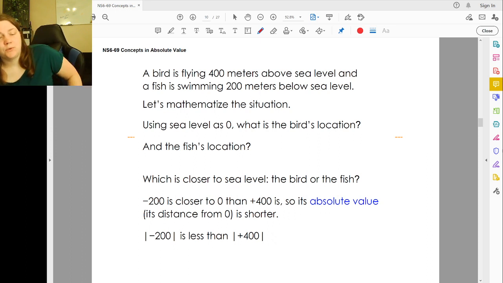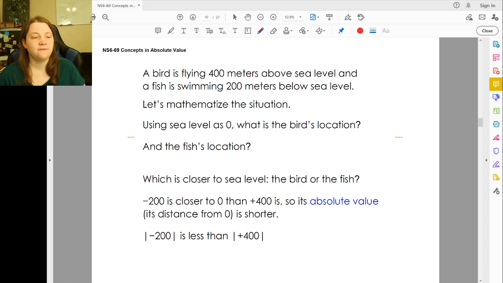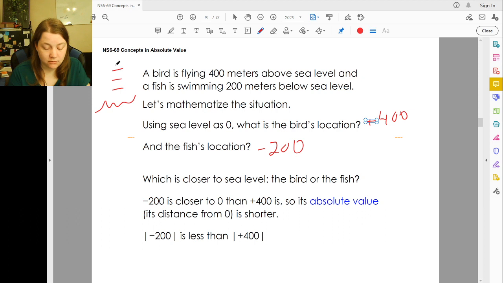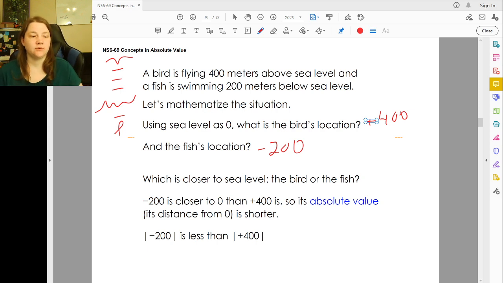Let's say a bird is flying 400 meters above sea level, and a fish is swimming 200 meters below sea level. Using sea level as 0, the bird's location is +400. The fish's location is -200. Now, if we want to know who's closer to sea level, the bird or the fish, if we draw this out, the bird is 400 feet above sea level. The fish is 200 feet below sea level. So who's closer to the water? The fish is, because 200 meters is closer than 400 meters.